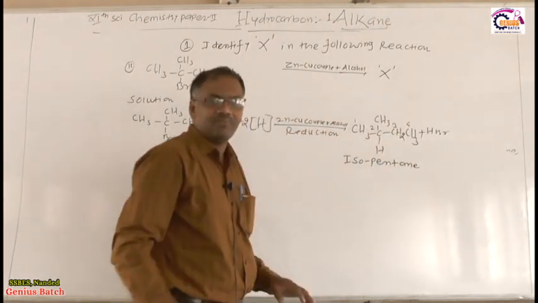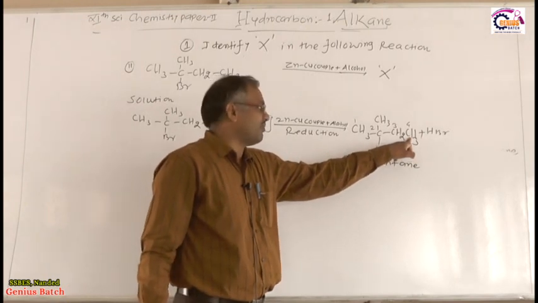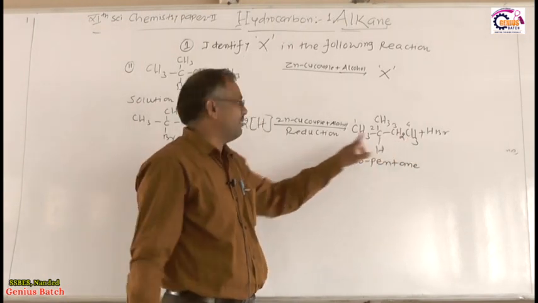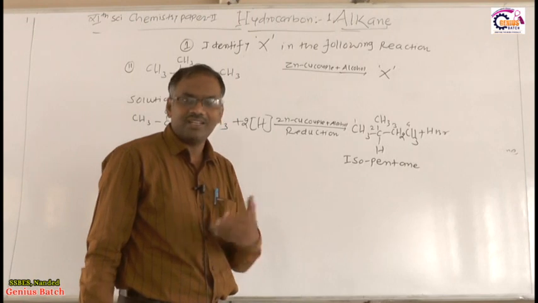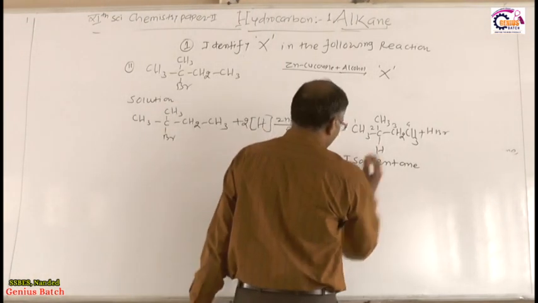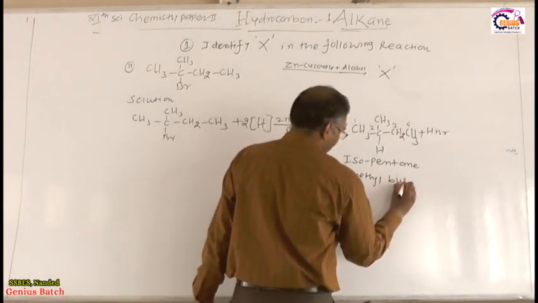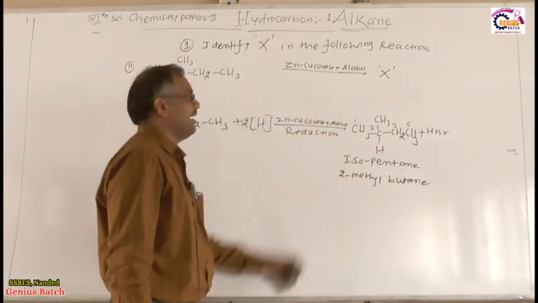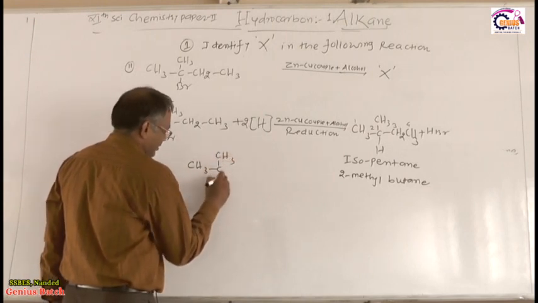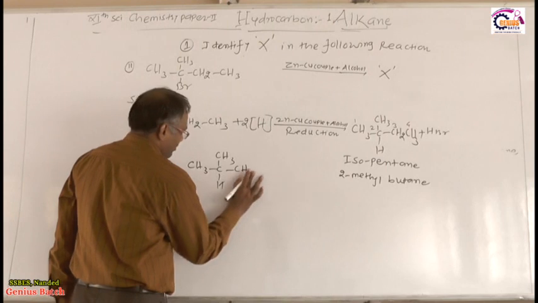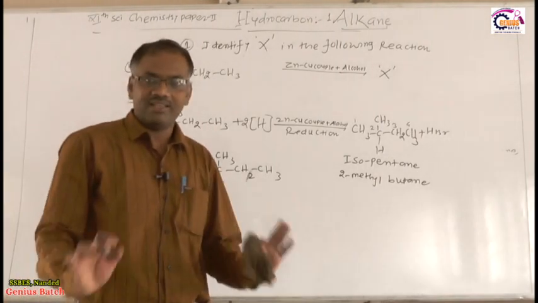For the IUPAC name, start the numbering from this carbon: 1, 2, 3, 4. We cannot start the numbering from the other side, because then the alkyl group would get the third number, whereas from this side the alkyl group gets the second number. Numbering should start in such a way that the alkyl group gets the least possible number. So at carbon 2, a methyl group is there. Therefore 2-methyl butane. So X is isopentane, that is 2-methyl butane, CH2, CH3. So the question is like this.